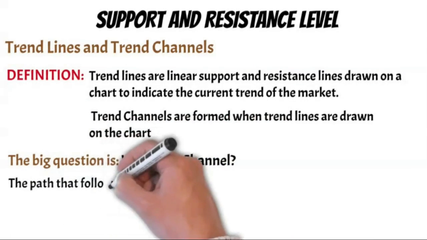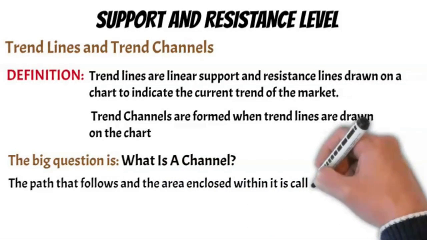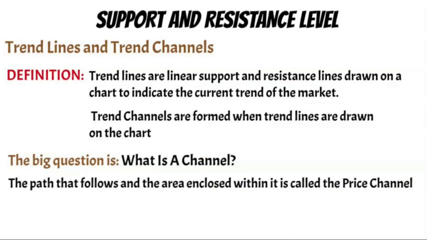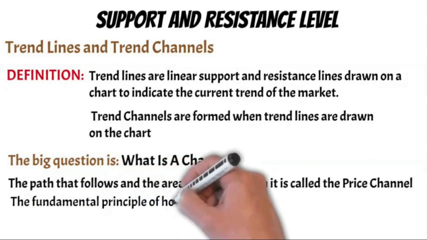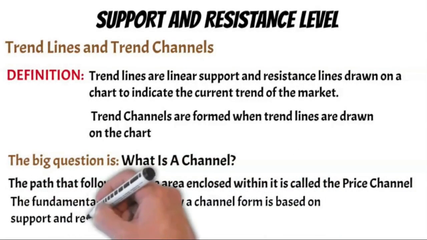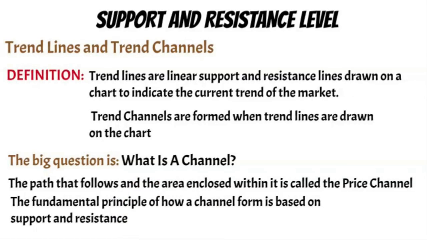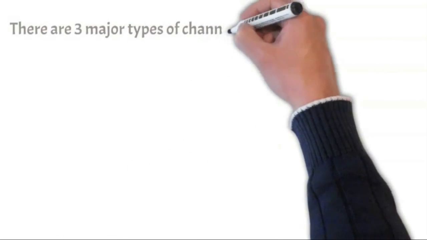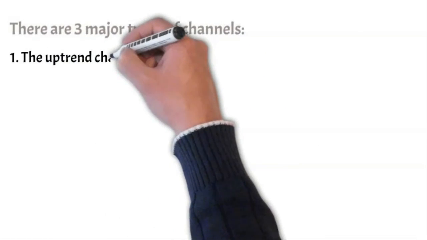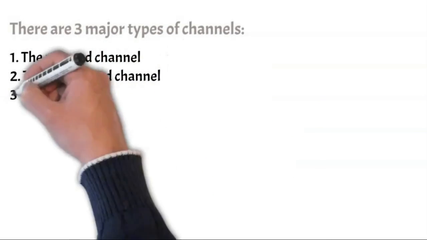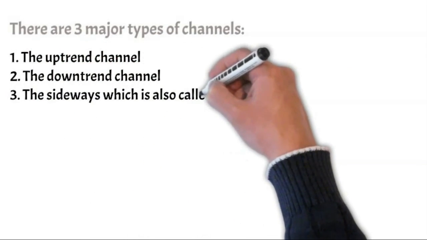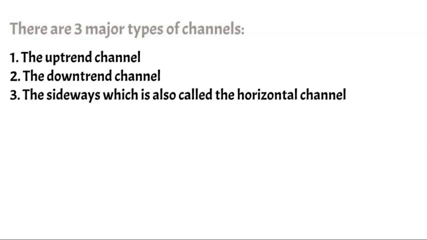Now, the path that follows and the area enclosed within it is called the price channel. The fundamental principle of how a channel is formed is based on support and resistance. Now, we have three major types of channels. We have the uptrend channel, the downtrend channel, and the sideways channel, which is also called the horizontal channel. The normal horizontal support and resistance levels are probably the most familiar, and they are easy to spot on your charts.